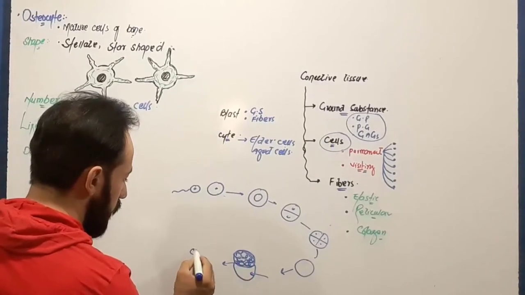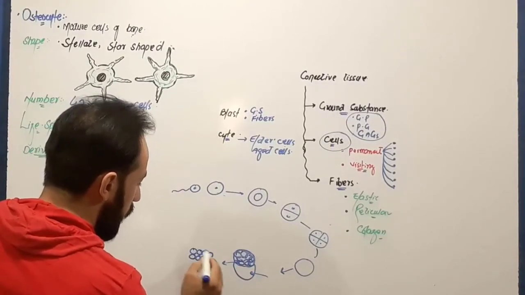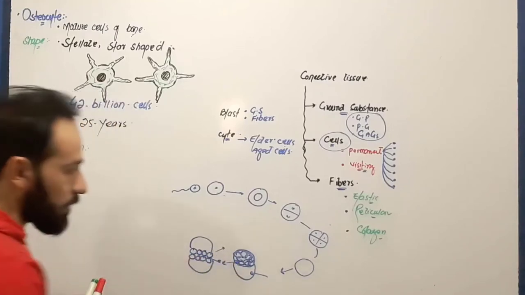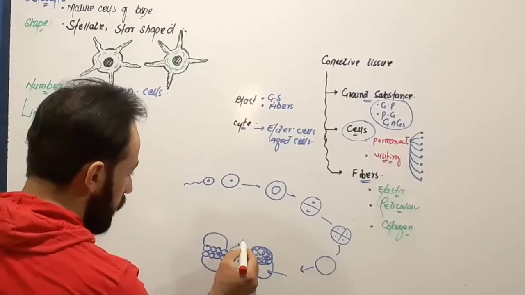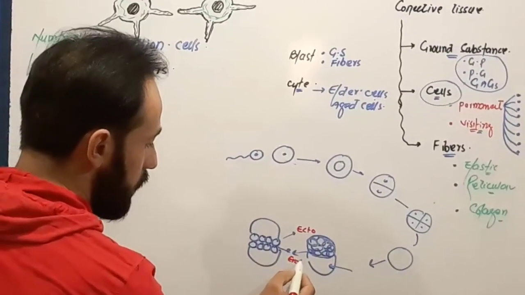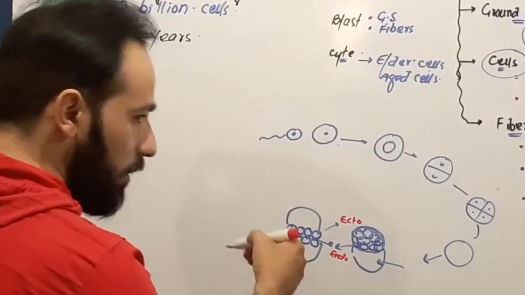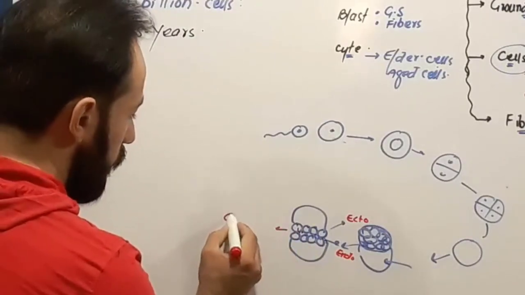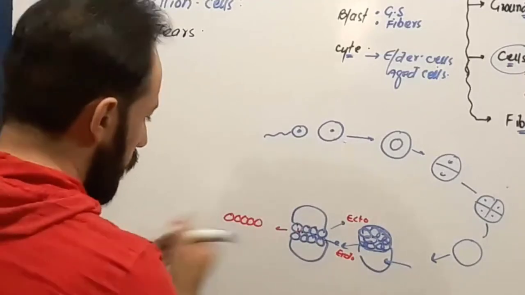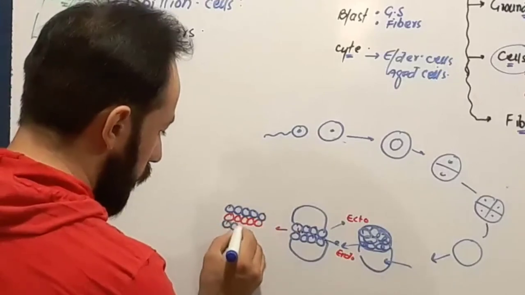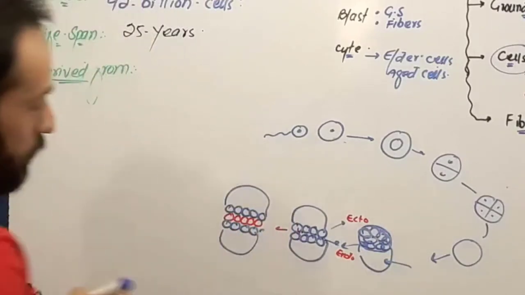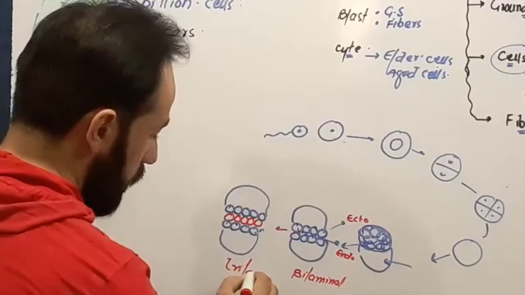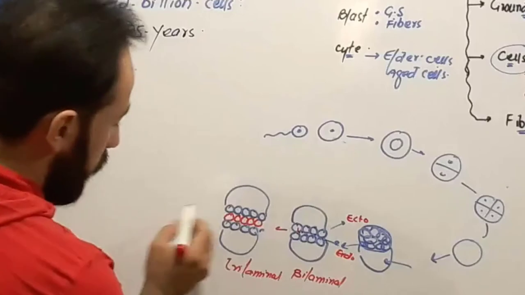Then all these cells arrange themselves in two layers. We call it the bilaminal disc, and the upper layer is called the ectoderm and this is called the endoderm. In the previous lecture I told you that the ectodermal cells start dividing, and the newly produced cells migrate to the area in between these two layers. So this is the newly formed cells and these are the old cells which were present there. Look carefully. Now how many layers is it? Two layers, three layers. So this is bilaminal and this is trilaminal, right? So in the trilaminal disc, what are these?